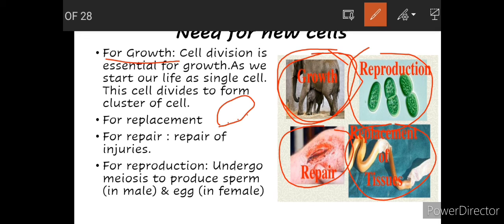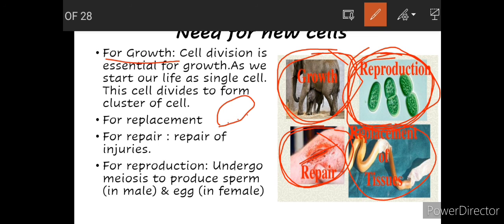For reproduction, we undergo meiosis to form sperm in males and eggs in females. Repair: everyone has had some injury. Everyone in their life till now has had an injury.